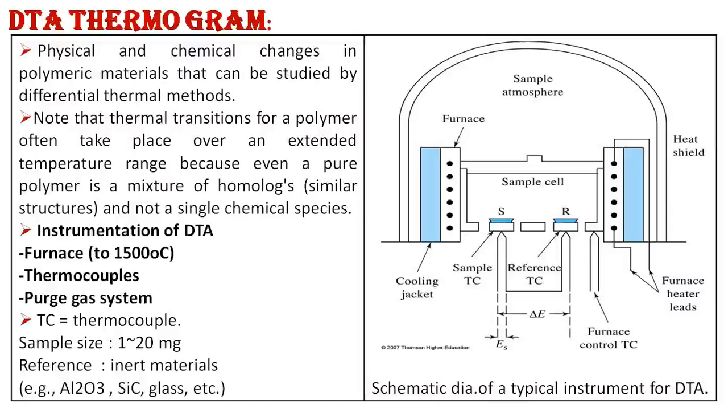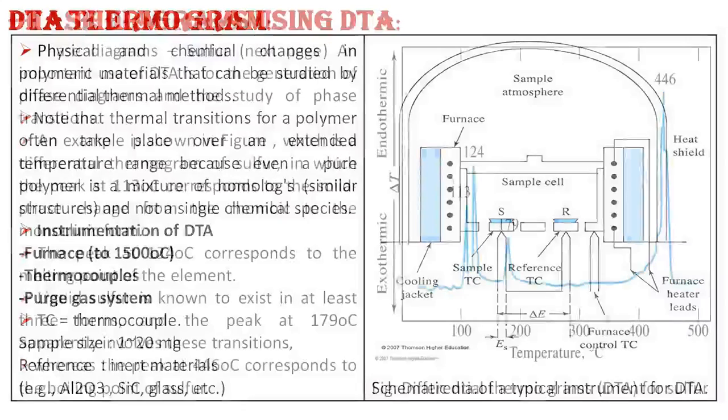That is the instrumentation of DTA that is required. It goes up to 500 degrees Celsius, with thermocouples and purge gas. TC is the thermocouple. Sample size is 1 to 20 mg. Reference is an inert material such as glass, silicon chloride, etc.